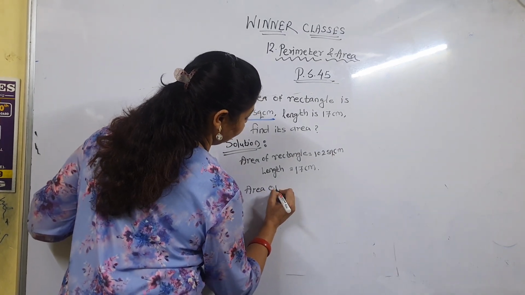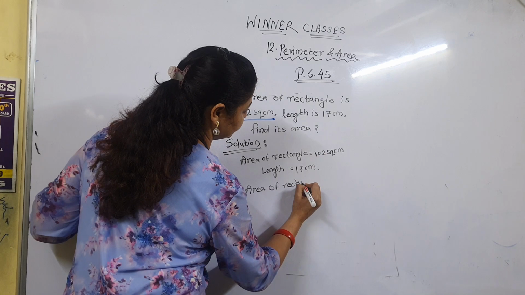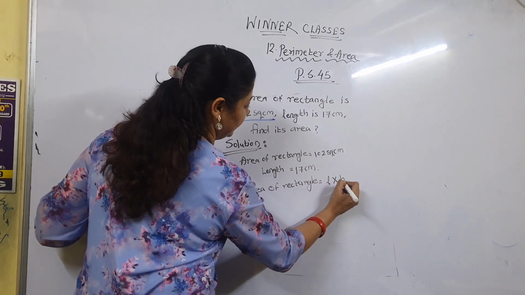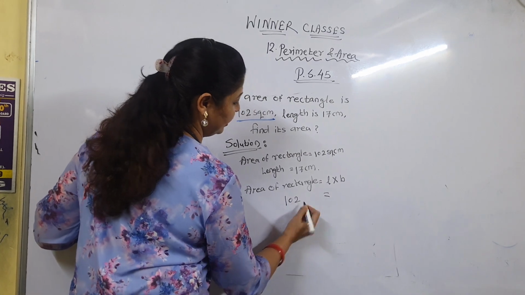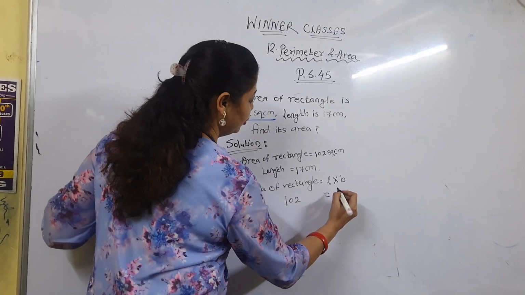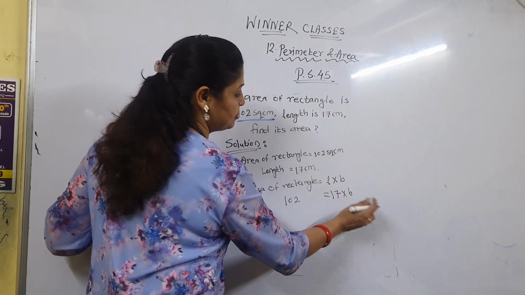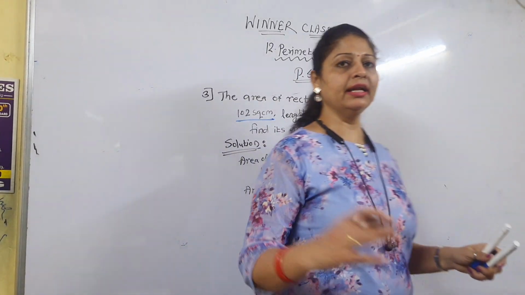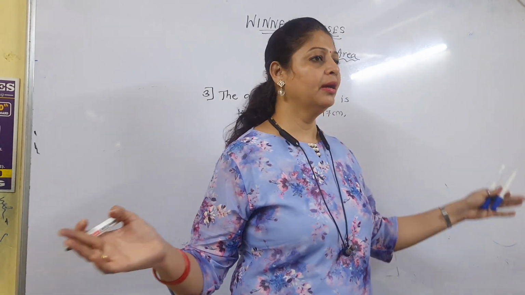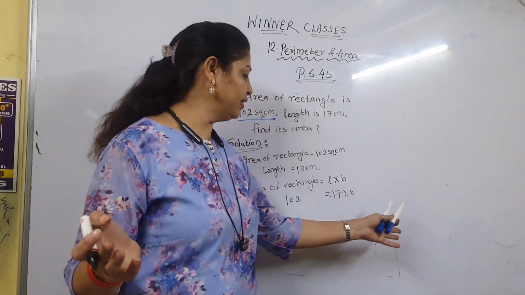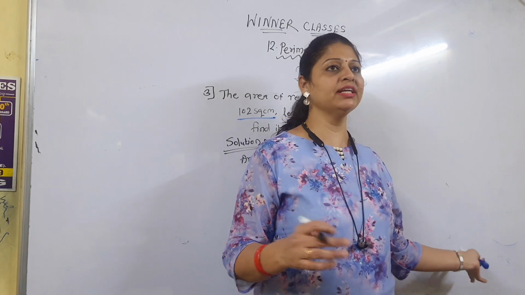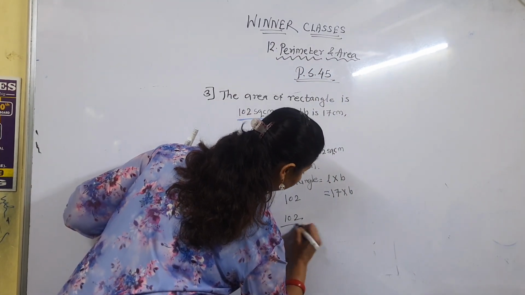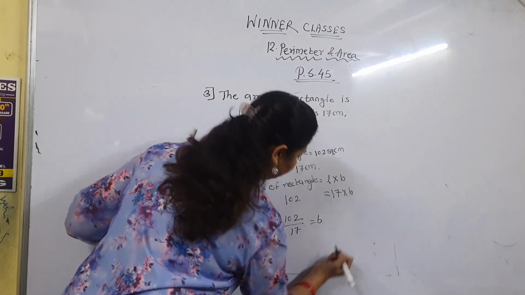Area of rectangle is equal to L into B. Now we know the area, so write down the area. Then we know length, but we don't know B. B means breadth. Now 17 B equals 102. So this 17 we have to transfer from the left hand side to the right hand side. So 102 divided by 17 is equal to B.